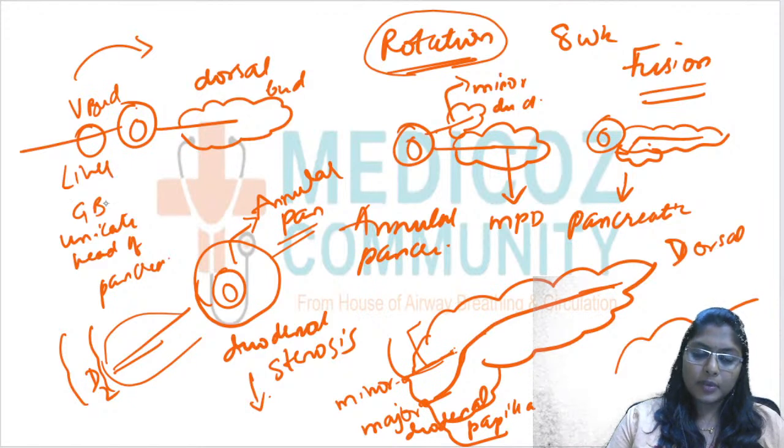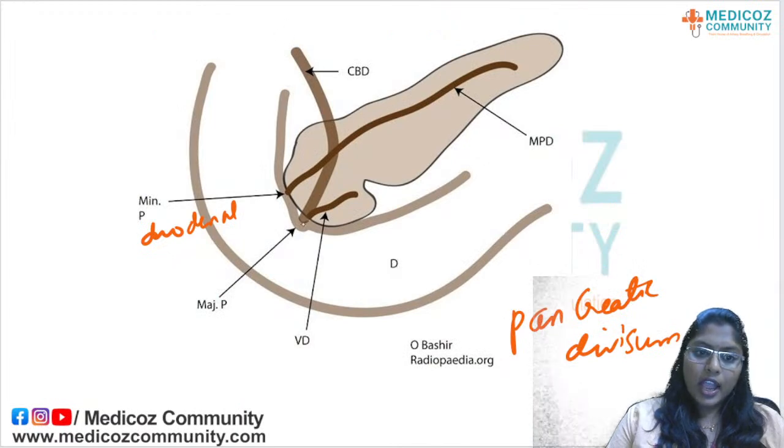From the liver the CHD comes, and from the gallbladder the cystic duct comes, and it will form the CBD. So here the CBD and the major ventral duct are opening into the major duodenal papilla, which is an anomaly. Normally, if the fusion happens, the major part of the major duodenal papilla drainage is from the main pancreatic duct, and a small portion is only from the ventral duct.